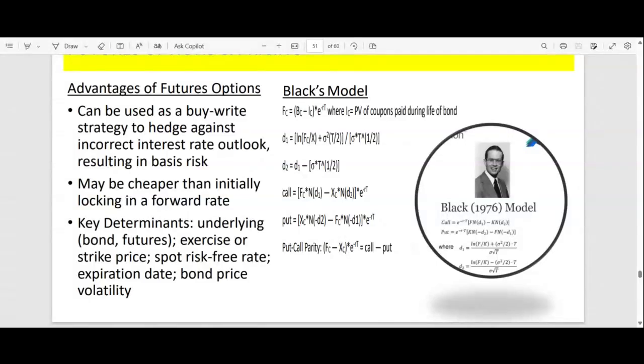That was kind of cool. But anyways, Black has passed away. Scholes and Merton are still alive.